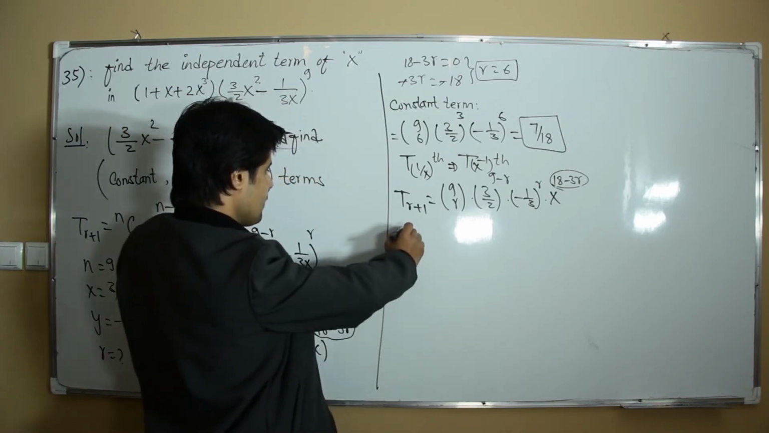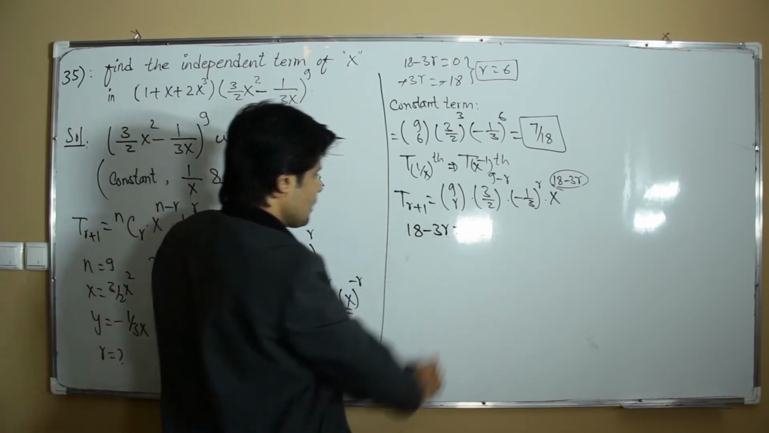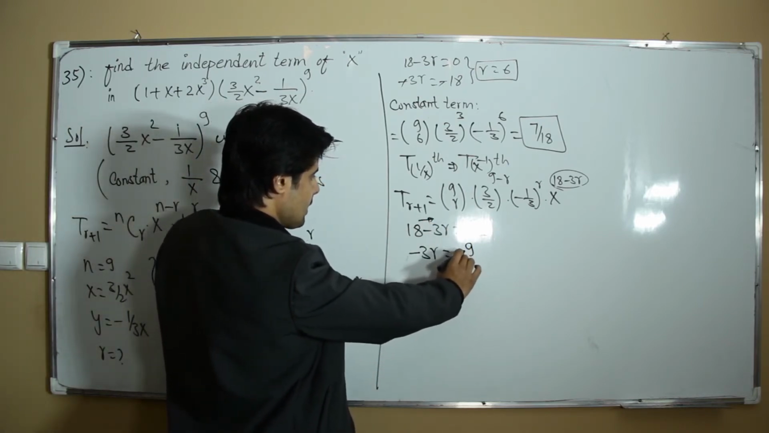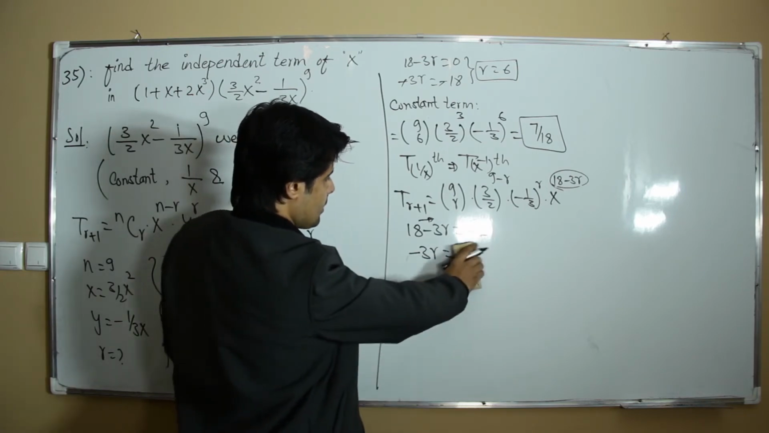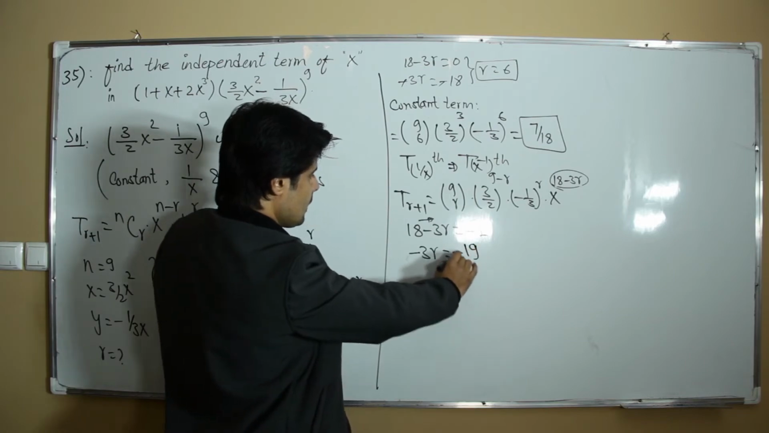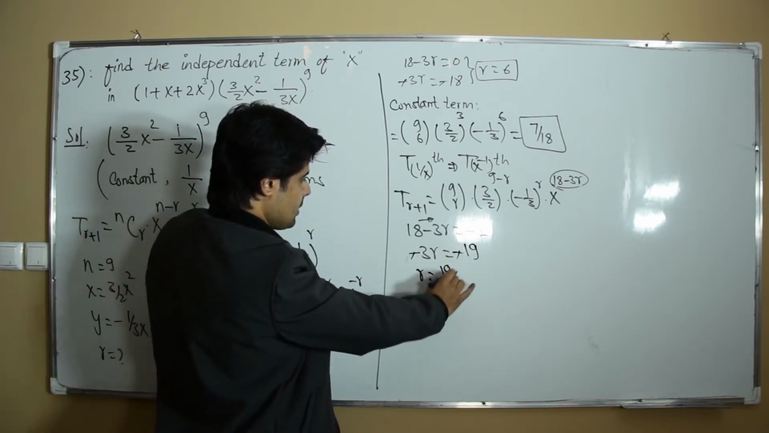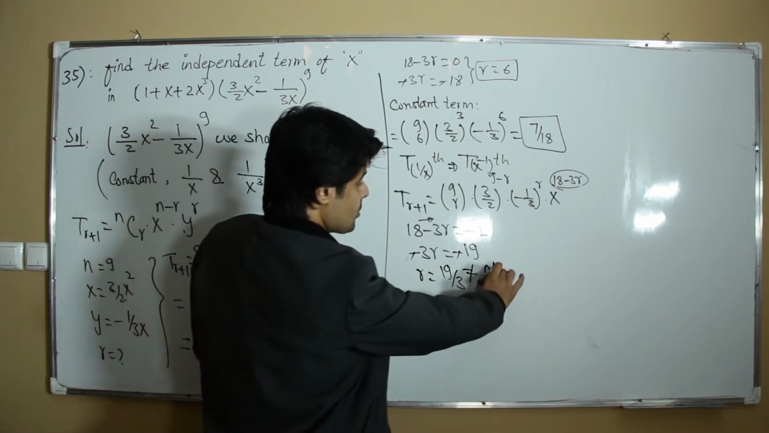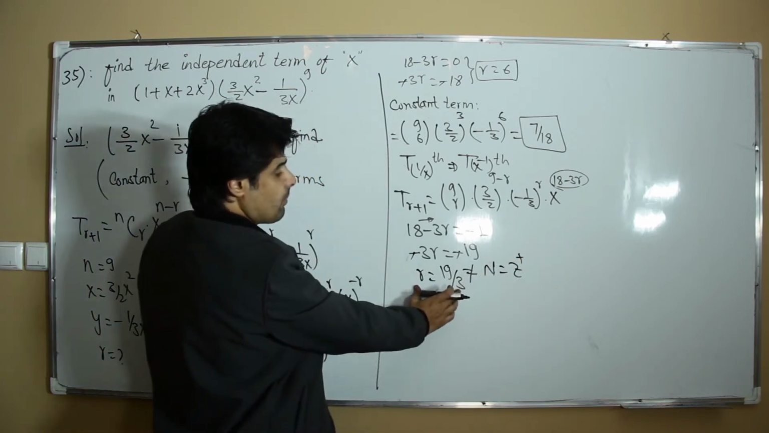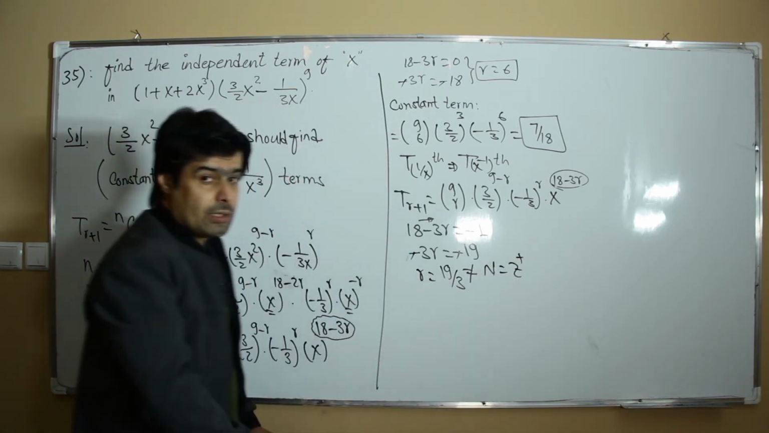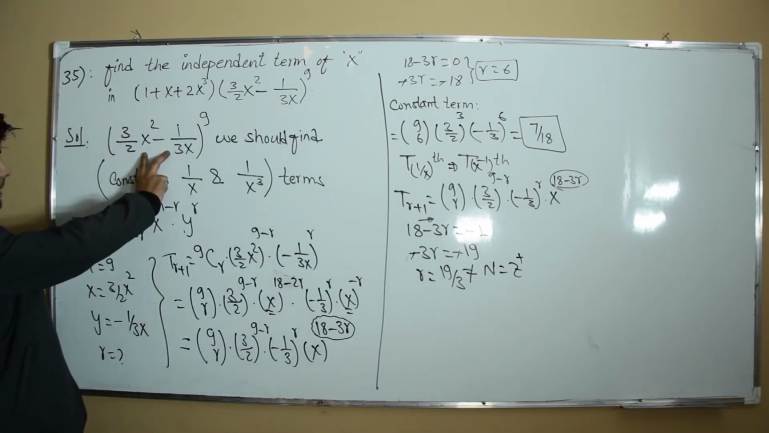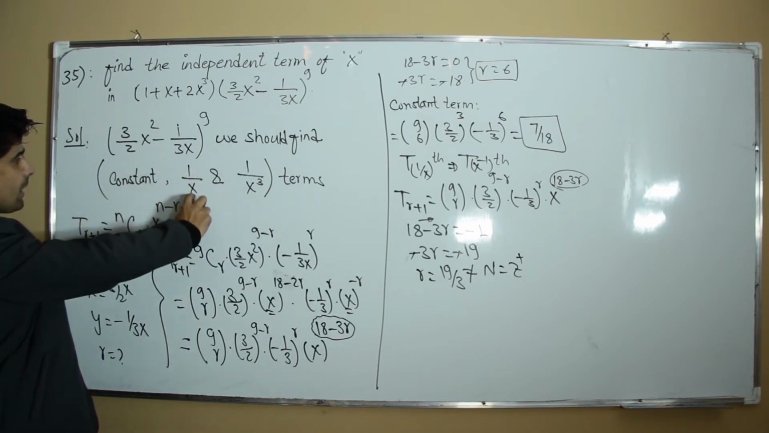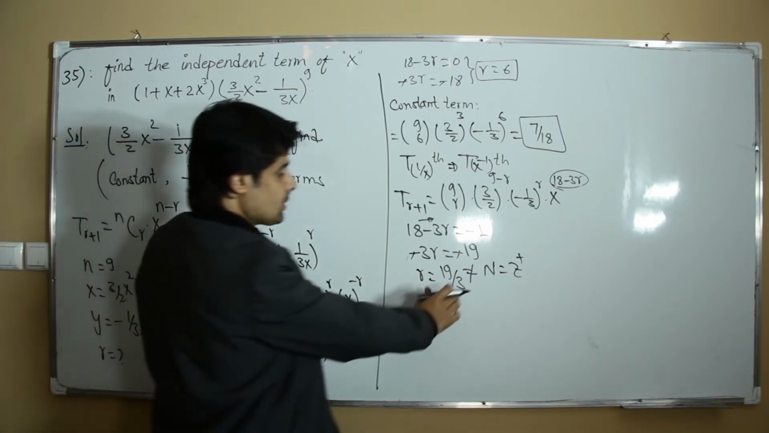So you will have 18 minus 3r should be minus 1. Now minus 3r is, put 18 to the right side, you will have minus 19. This minus is cancelled. R is 19 by 3, which is not a natural number or positive integer number. If this one is not a positive integer number, it means that there is no term in the expansion of this binomial expansion which has 1 divided by x term. So this is not possible.